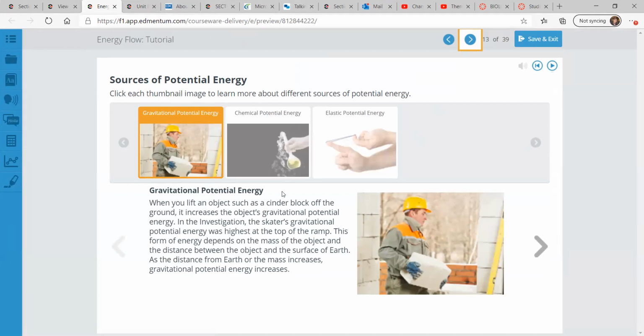You have gravitational potential energy. If you lift an object up, the gravity pulls down on that object, and you are increasing the potential stored energy of that object. This form of energy depends on the mass of an object and the distance between the object and the surface of the Earth. As the distance from Earth or the mass increases, gravitational potential energy increases as well.